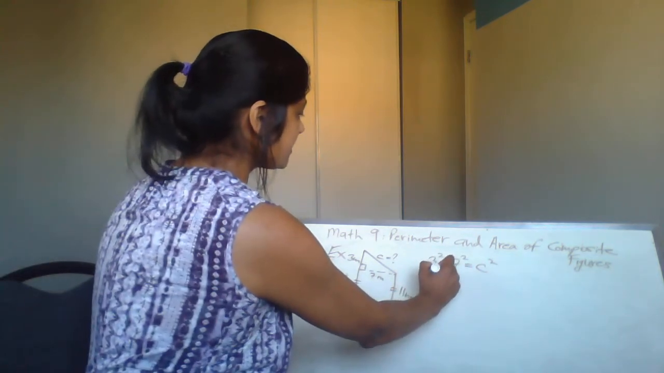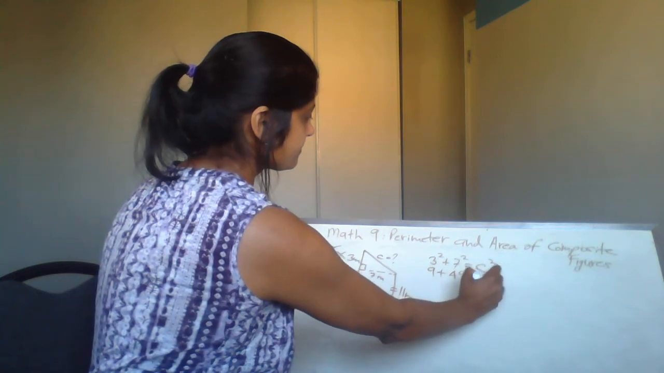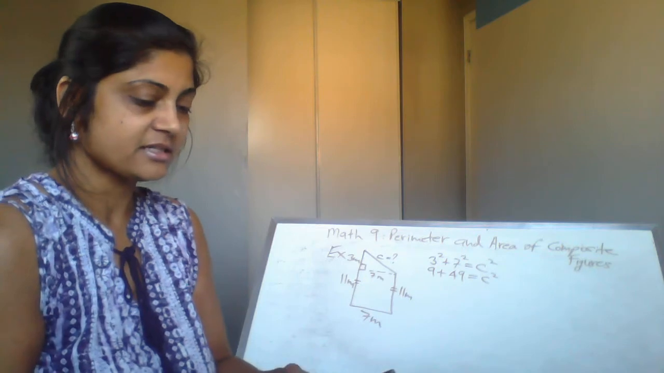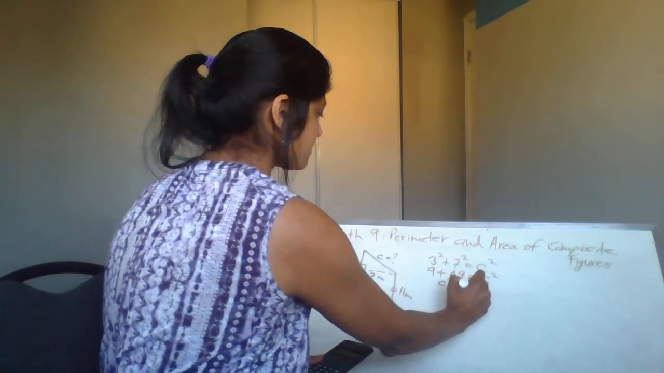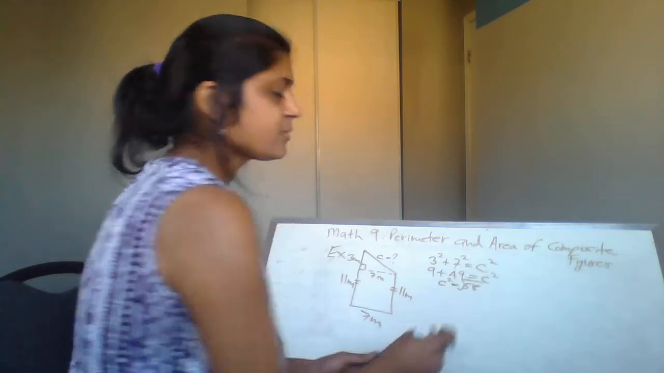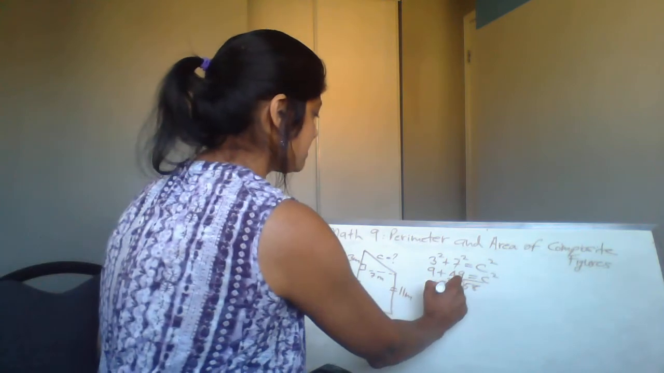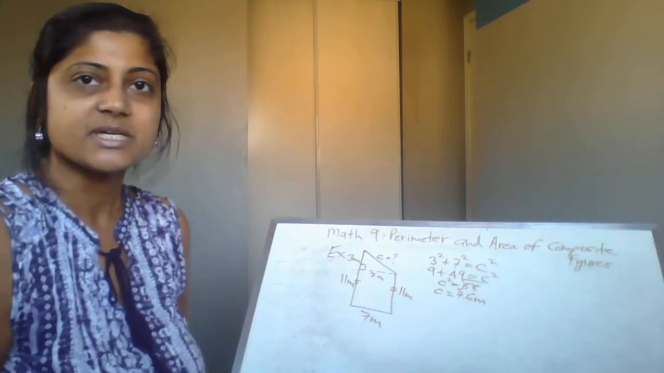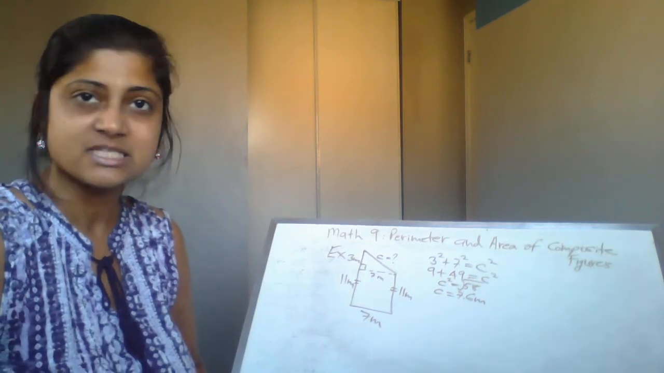So 3 squared is 9, 7 squared is 49, equals c squared. So you're going to add them together. We'll still show our work here, so I'll put c squared equals 58. Press the square root button on your calculator here. We are getting 7.6 meters, and this is basically the length of side c here, which is 7.6 meters.